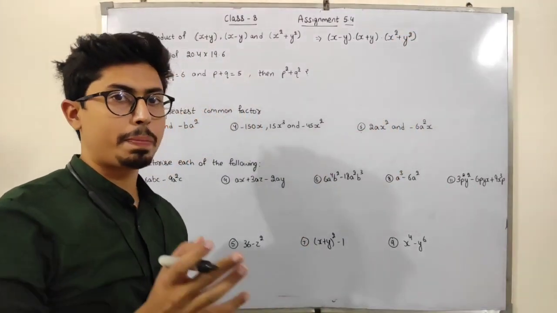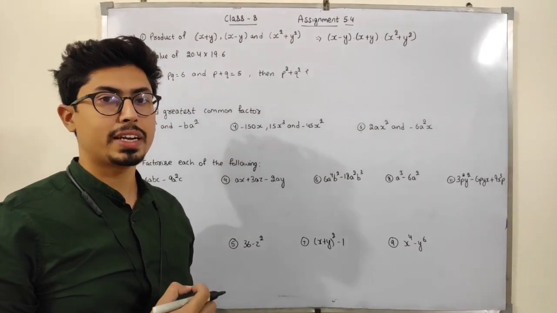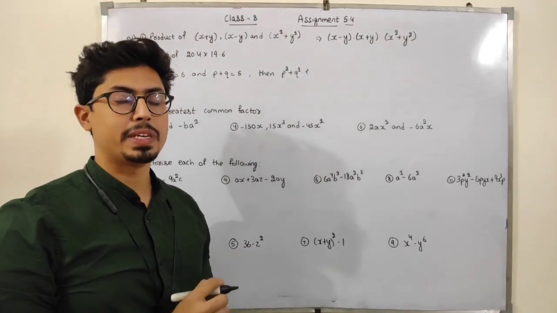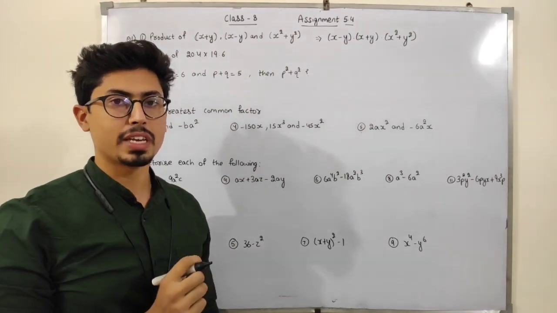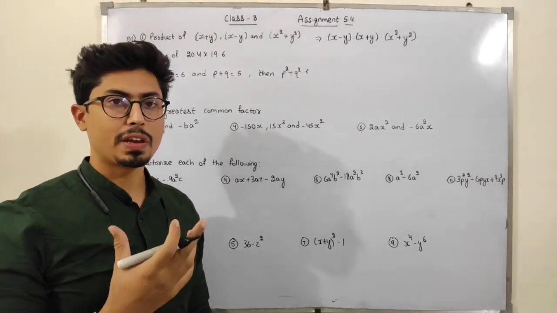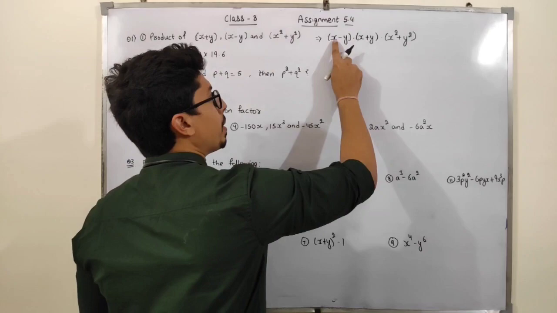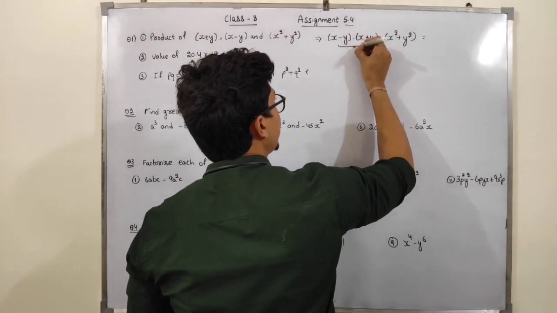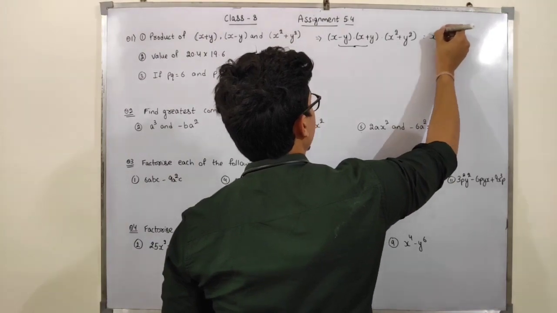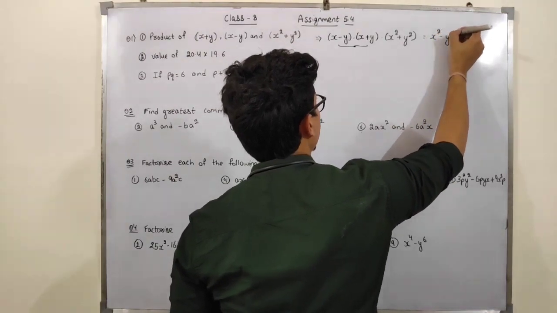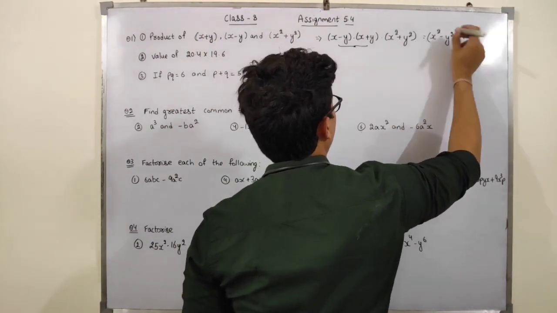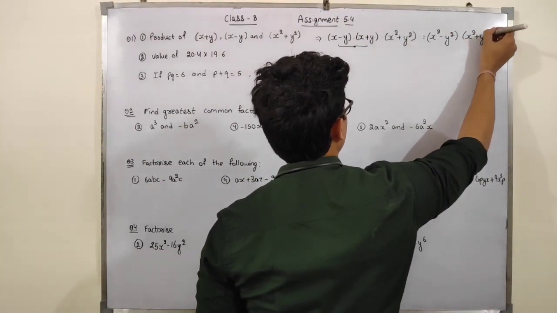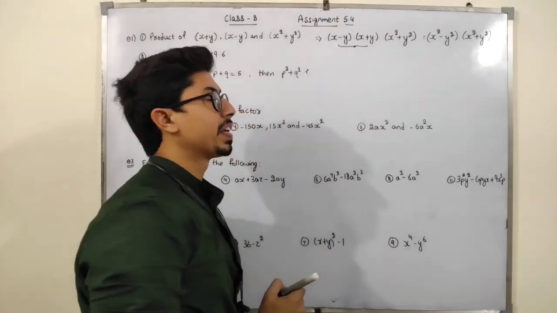Okay, students, in our previous class we have discussed a formula, that is (a minus b)(a plus b) is a square minus b square. This we have already discussed. So (a minus b)(a plus b), I can write the product of these two as a square minus b square. Okay. Now this factor as it is.